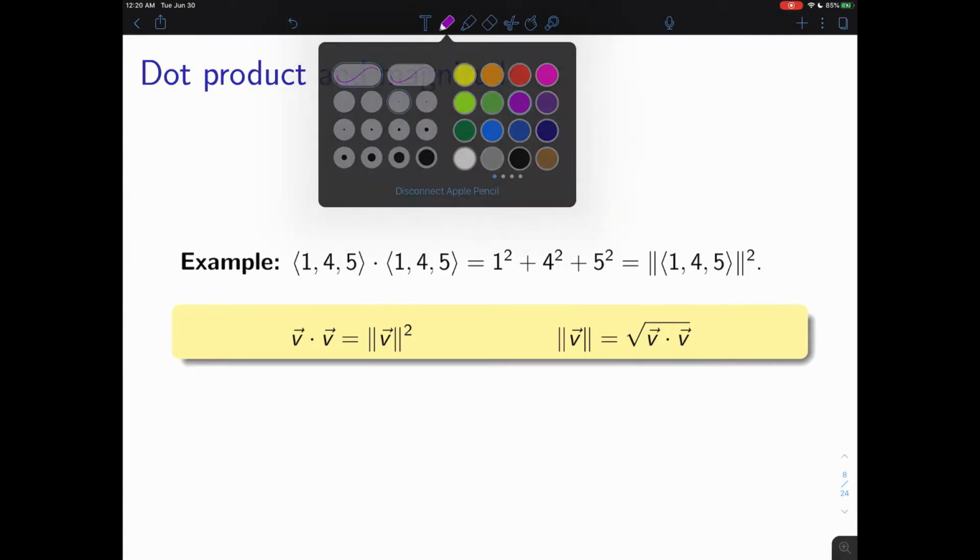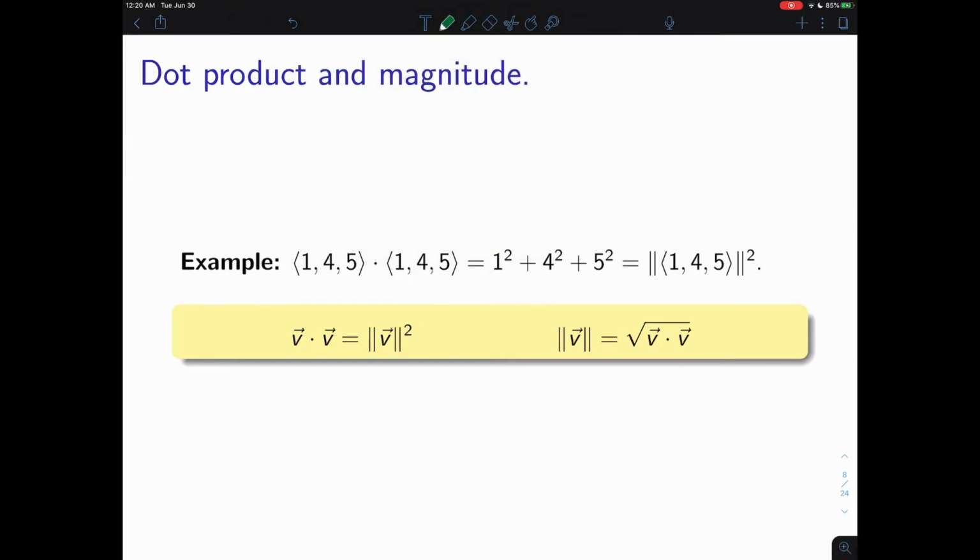Where have we seen that? Where have we seen a thing where we square the components and add them up? If you think about it, the magnitude does that, right? The magnitude of 1, 4, 5 would be: square the components, add them up, and square root that. But since we're squaring the magnitude, that would get rid of the square root.